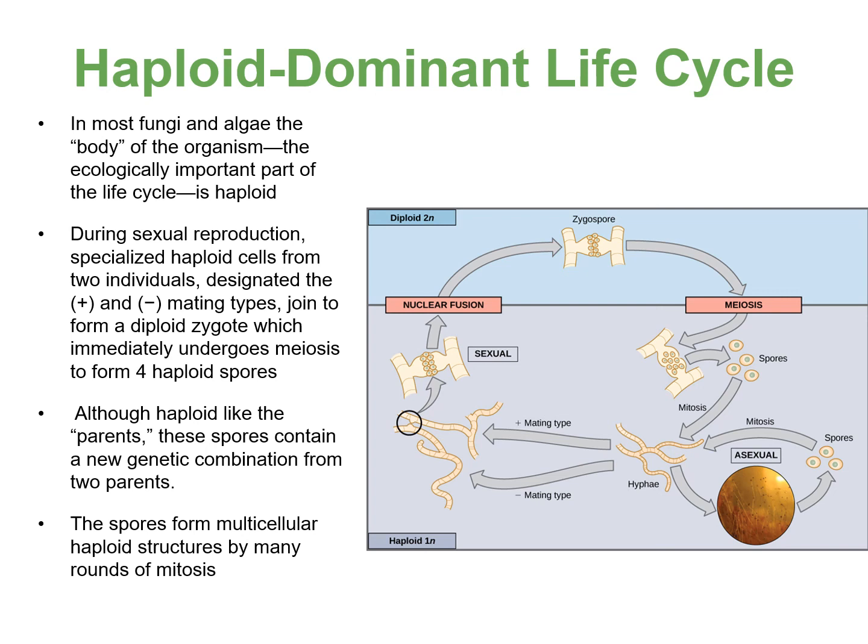It's ecologically important, and this is also haploid. During sexual reproduction, specialized haploid cells from individuals designated the positive and the negative mating types join to form a diploid zygote, which immediately undergoes meiosis to form four haploid spores. Although haploid like the parents, these spores contain a new genetic combination from two parents. The spores form multicellular haploid structures by many rounds of mitosis.